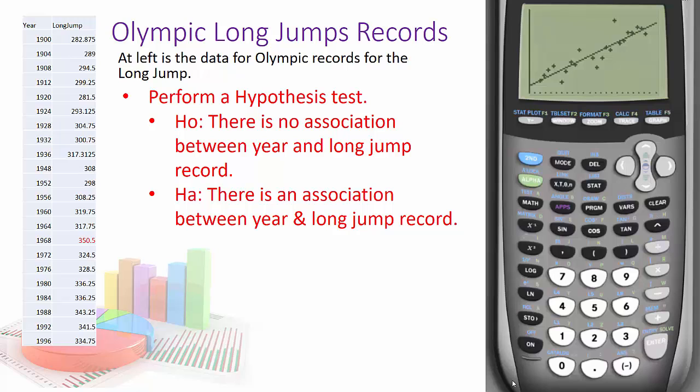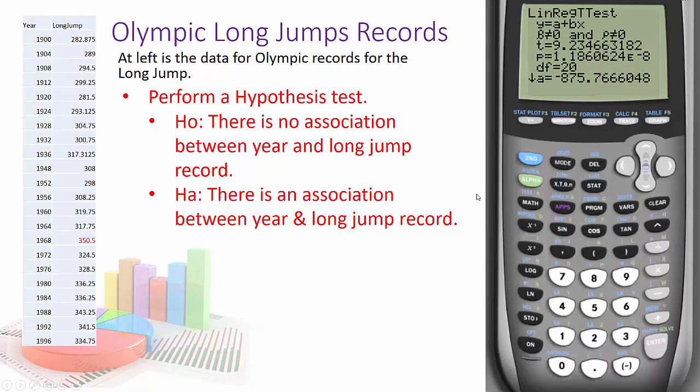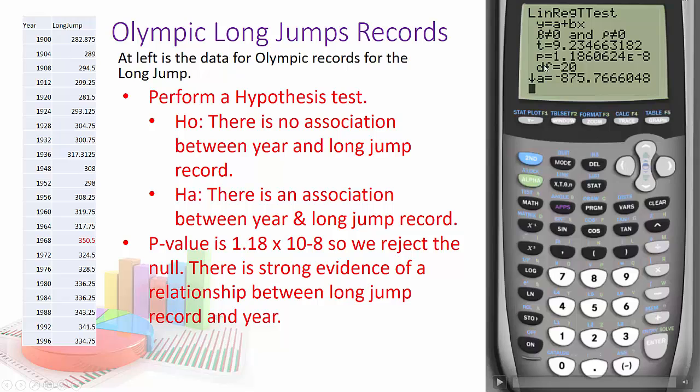Okay, so let's go back and look at the data that I got. Here's the output from the LinRegTTest. For right now, what I'm mainly interested in is this p-value. Since the p-value is so low, we reject the null. There is strong evidence of a relationship between long jump record and year. And I'm saying strong because that's pretty much 0. Normally, I will just say there's sufficient evidence, but that's pretty strong.